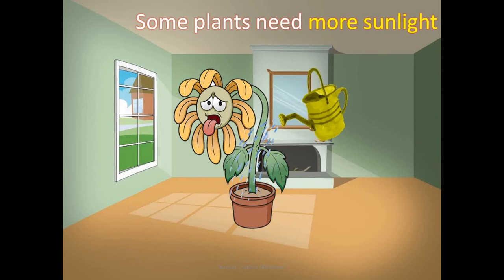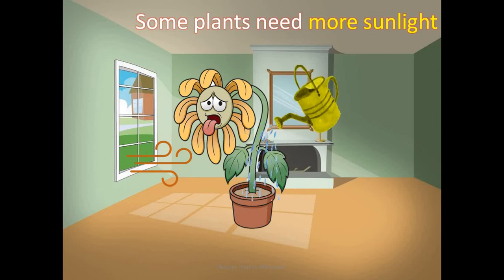Why do you think that, grade 1? It gets water and air, a place and less sunlight. Why is it sad? I will tell you, grade 1. Because some plants need more sunlight, like this flower. So this amount of sunlight is not enough for this flower.